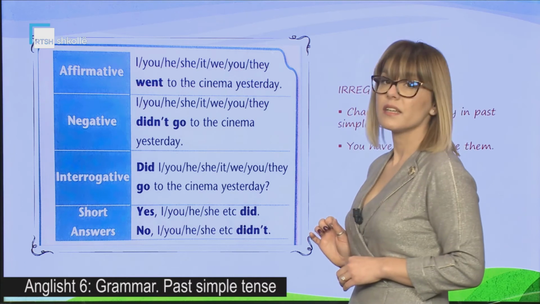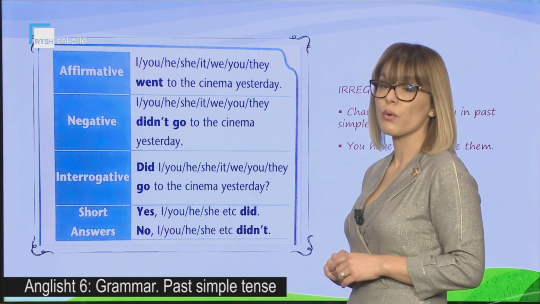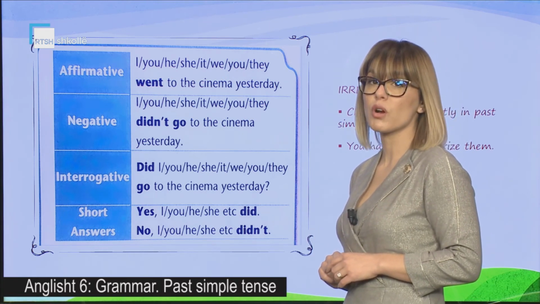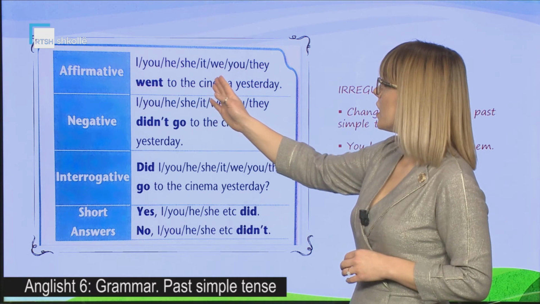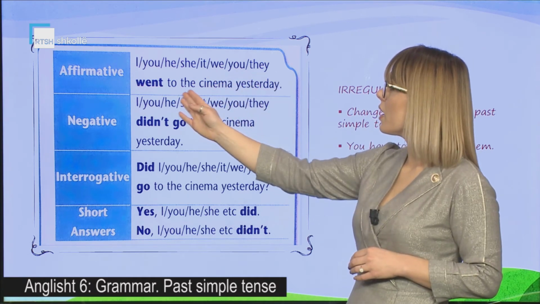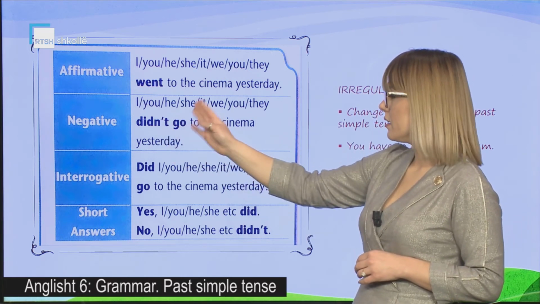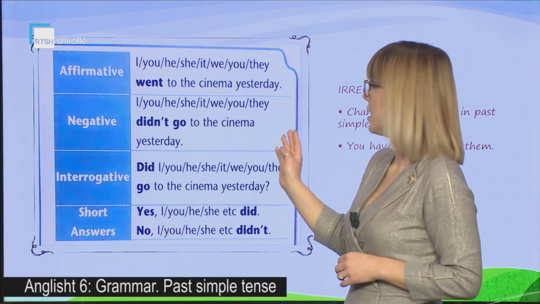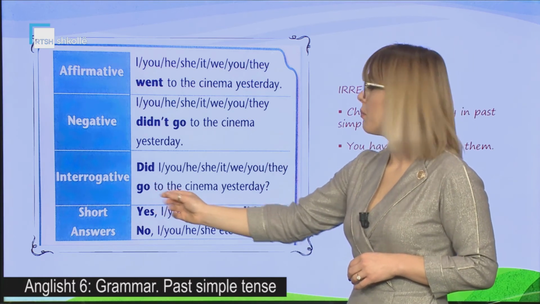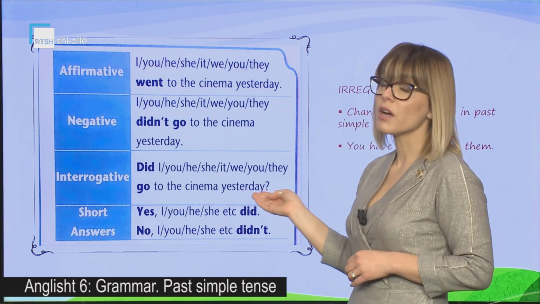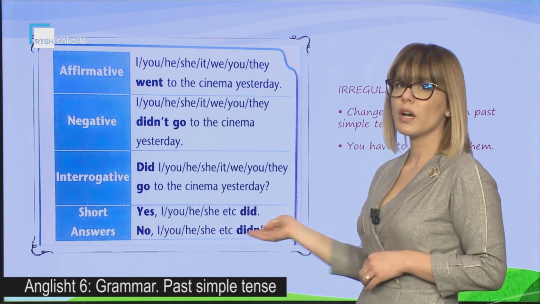Now, let's see irregular verbs. In the affirmative form, we have the verb go. We said that it changes form. So, in past simple, we have I, you, he, she, it, we, you, they went to the cinema yesterday. In the negative form, I, you, he, she, it, we, you, they didn't go to the cinema yesterday. Interrogative form, did I go to the cinema yesterday? And short answers are yes, I did, no, I didn't.